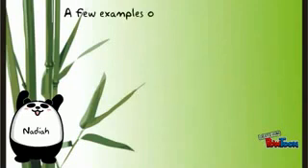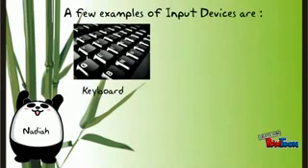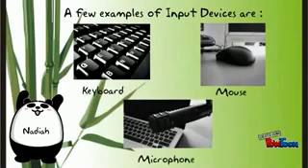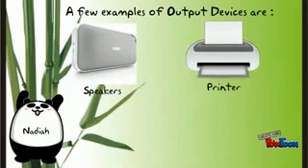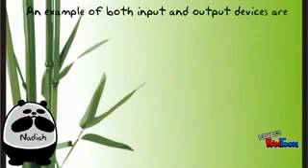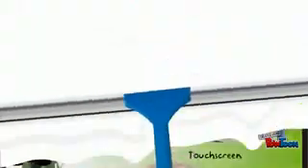A few examples of input devices are keyboard, mouse, microphone. A few examples of output devices are speaker, printer, monitor. An example of both input and output devices are headset and touchscreen.